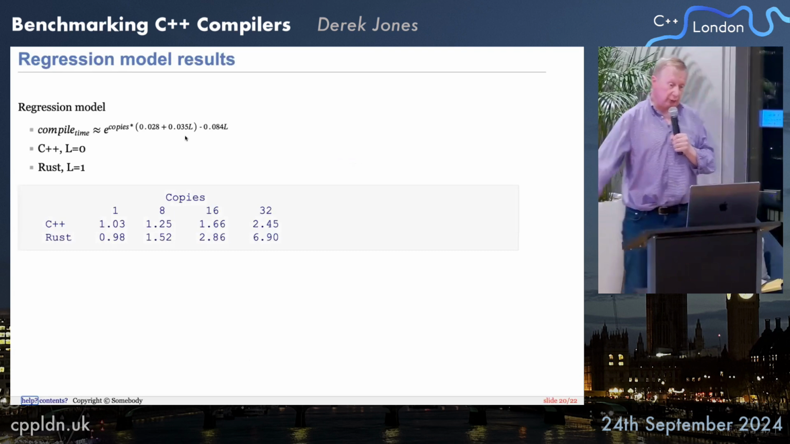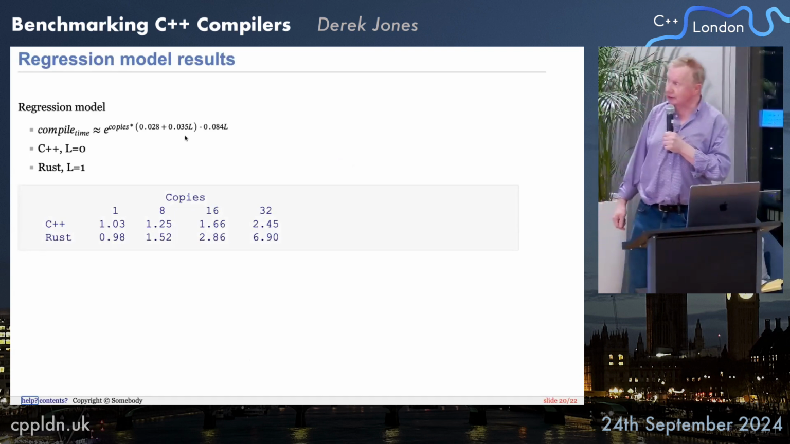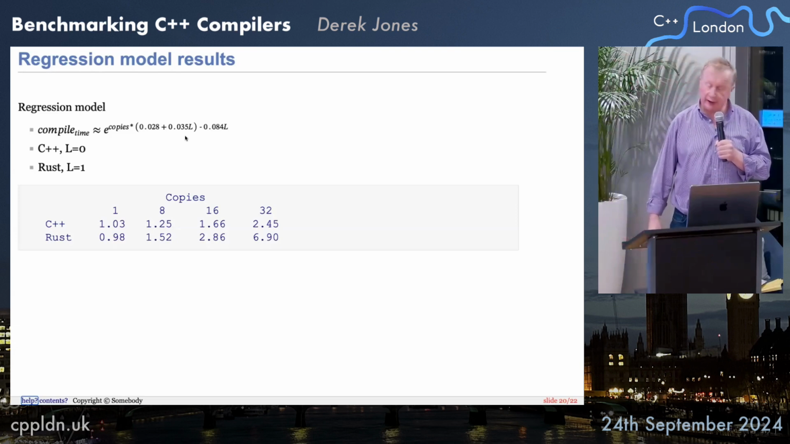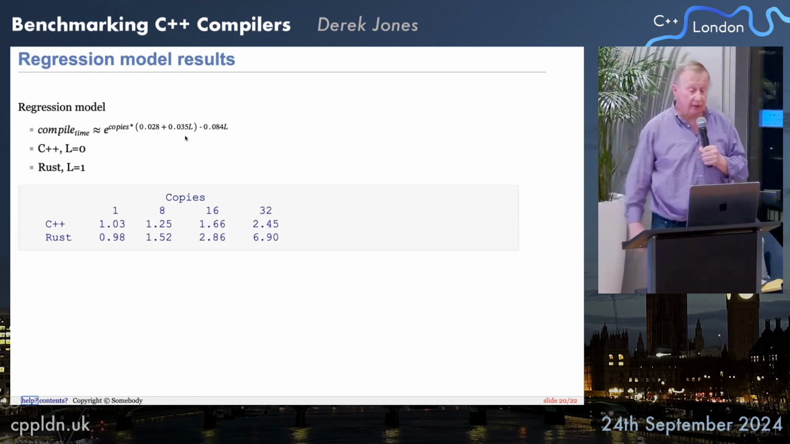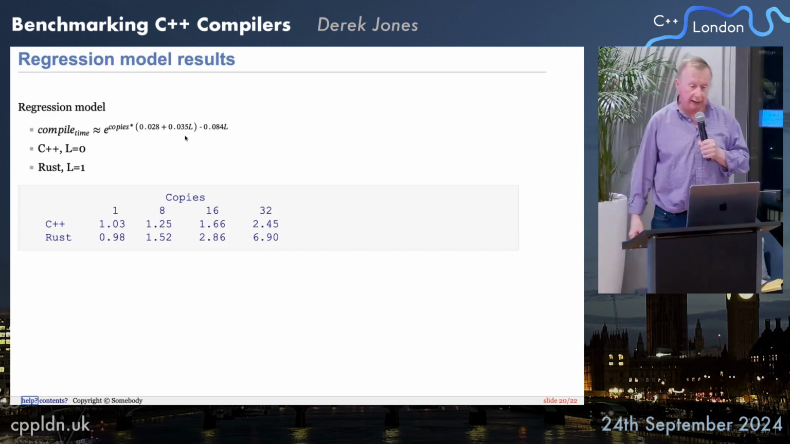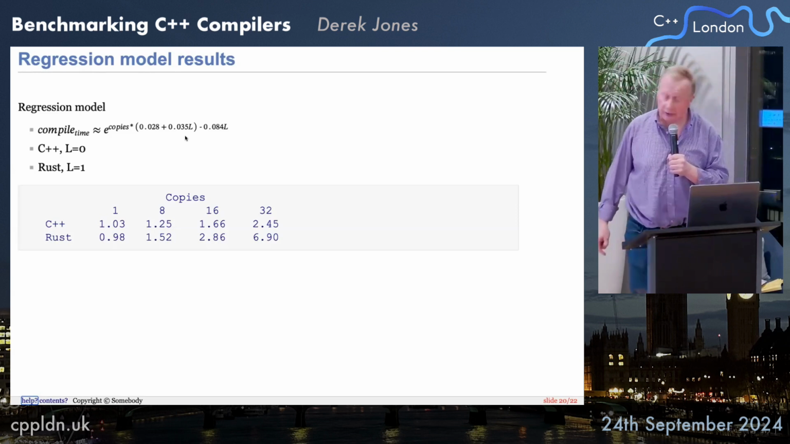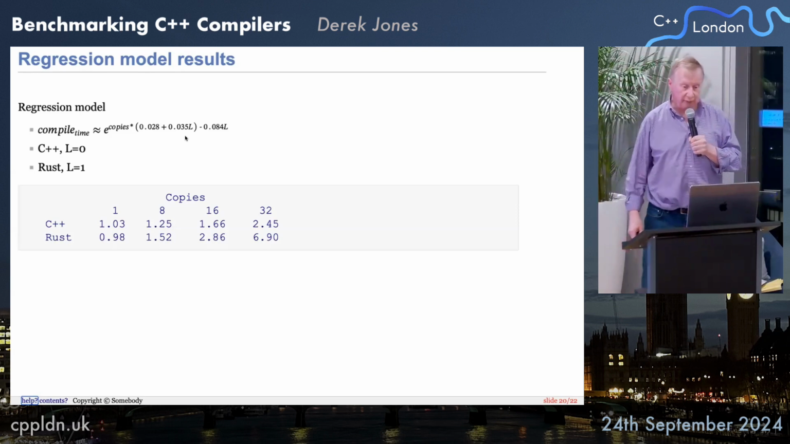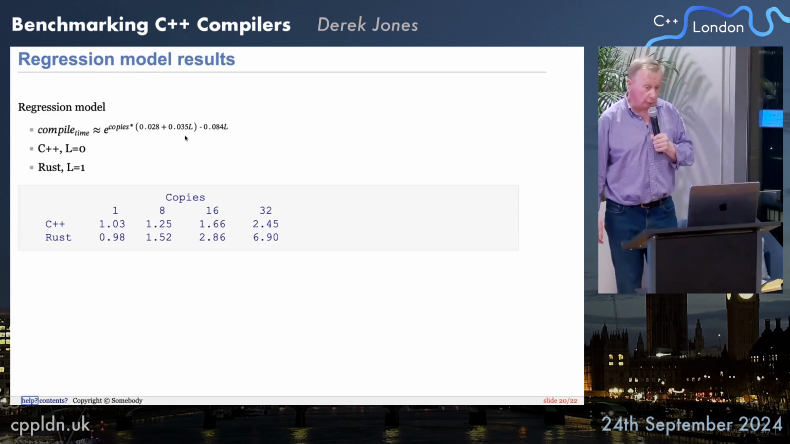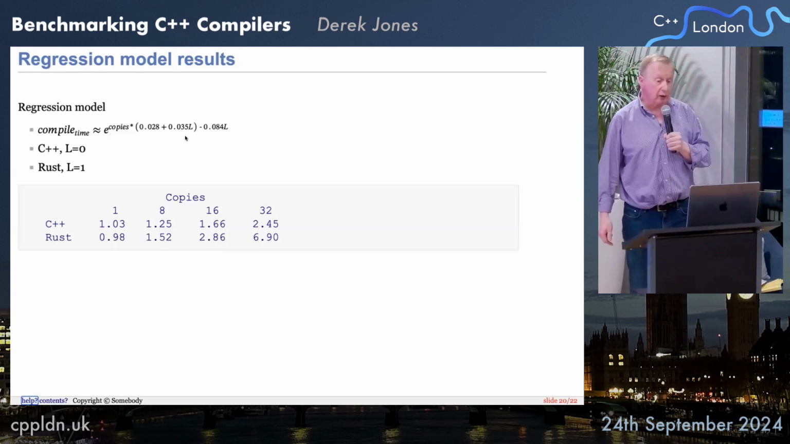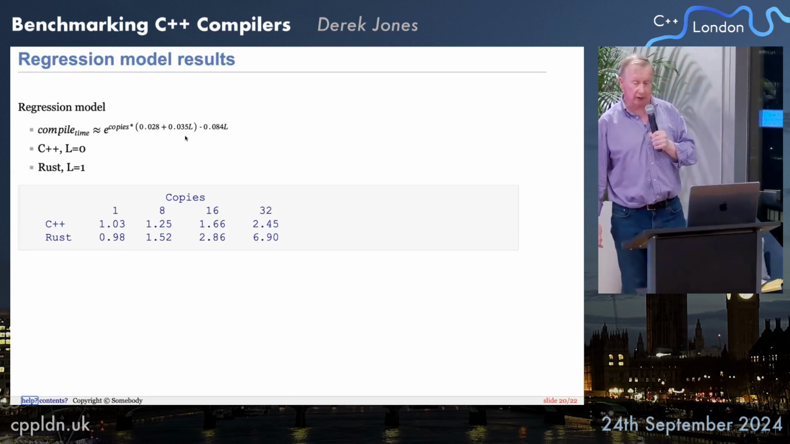So again, I built a regression model, and there's the model. Compile time, E raised to the power copies, the number of copies. So the more copies you have, the larger the amount of source. And L is 0 if it's C++ and 1 if it's Rust. So you can see the impact of Rust, and then if you expand out those numbers, you get that table there. And again, I've normalized it, and you can see as the quantity of code goes up, Rust slows down faster than C++ slows down.